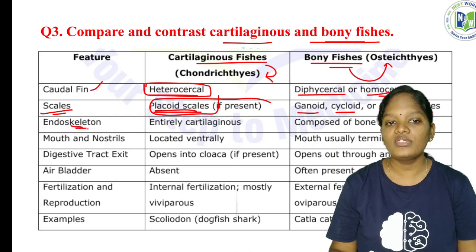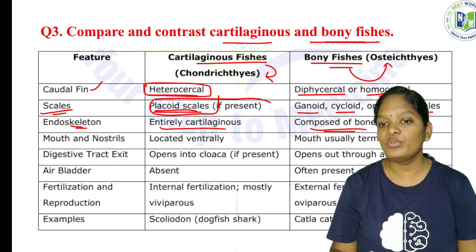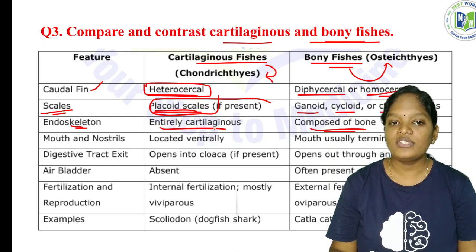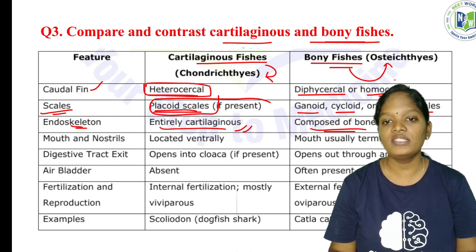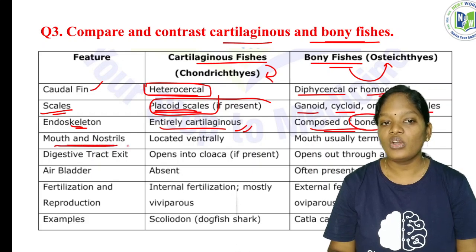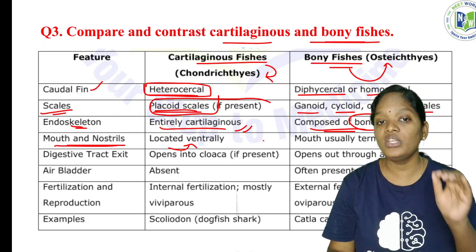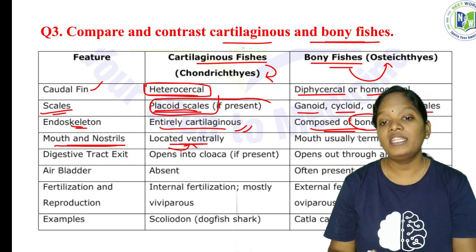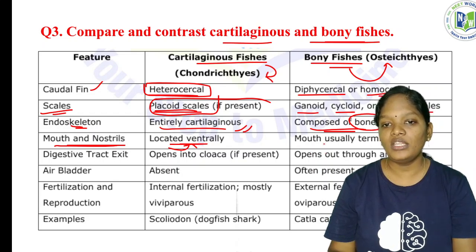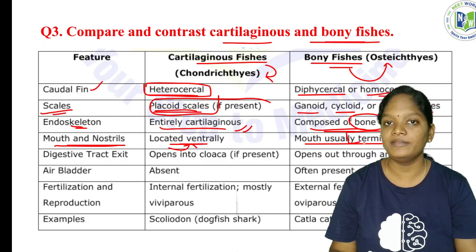The endoskeleton is entirely cartilaginous in cartilaginous fishes, and in bony fishes it is composed of bone. That is why they are called cartilaginous fishes and bony fishes. Mouth and nostrils in cartilaginous fishes are located ventrally, but in bony fishes they are usually terminal, at the end.